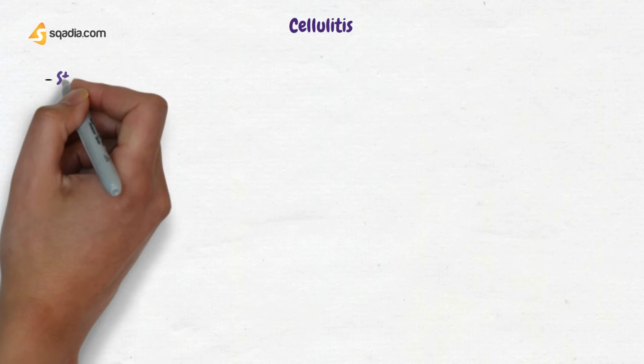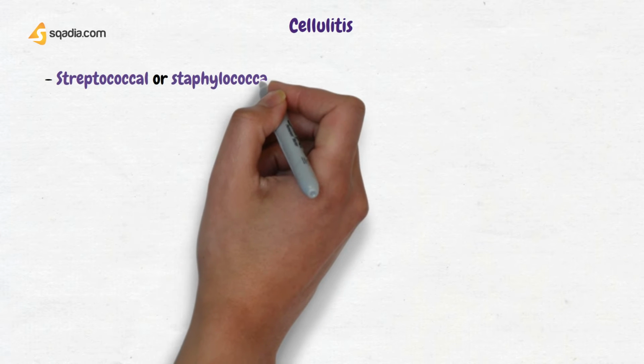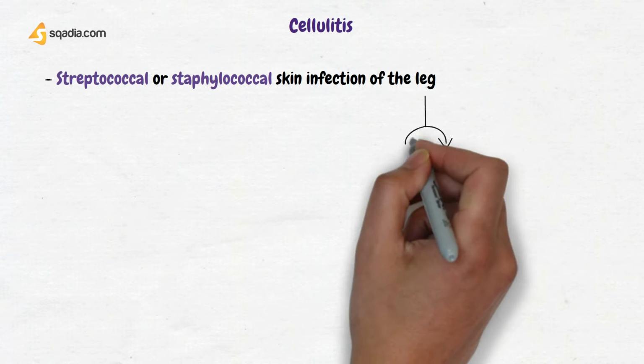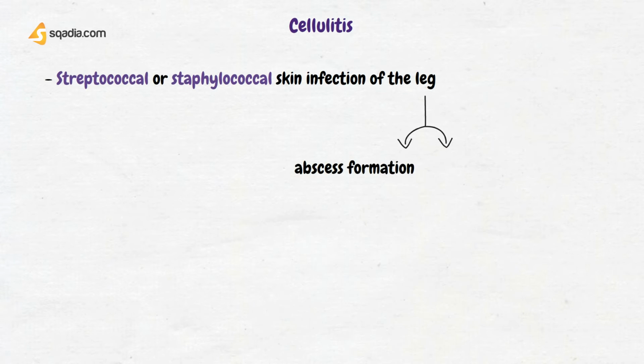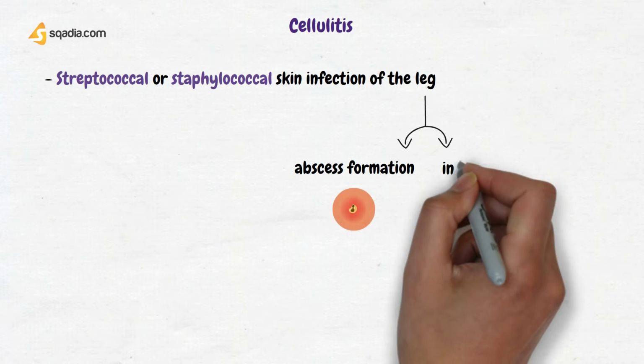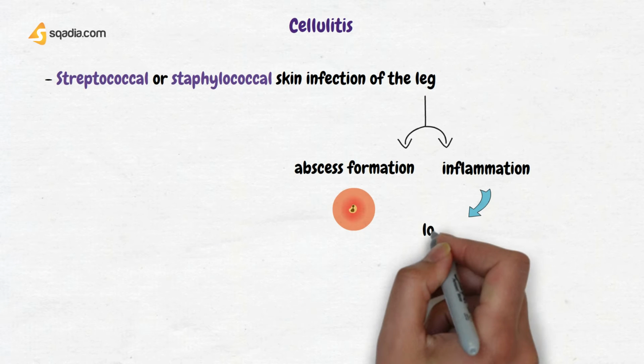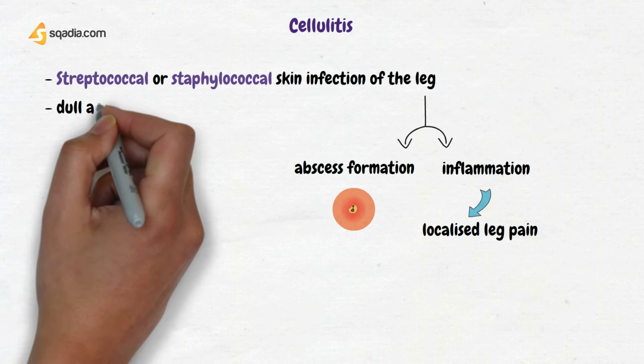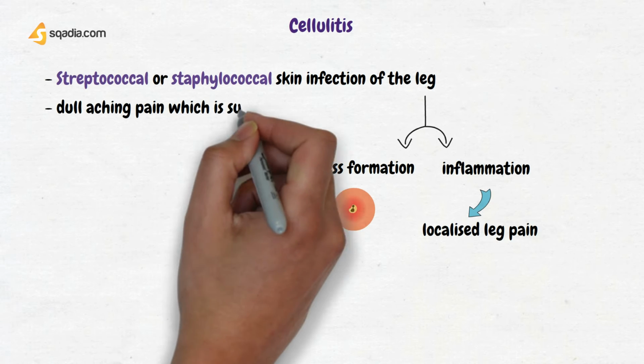Cellulitis in lower limbs also causes pain. Cellulitis is a streptococcal or staphylococcal skin infection, which leads to formation of an abscess and inflammation. The inflammation then causes localized leg pain. Pain is dull and aching in character and sudden in onset.